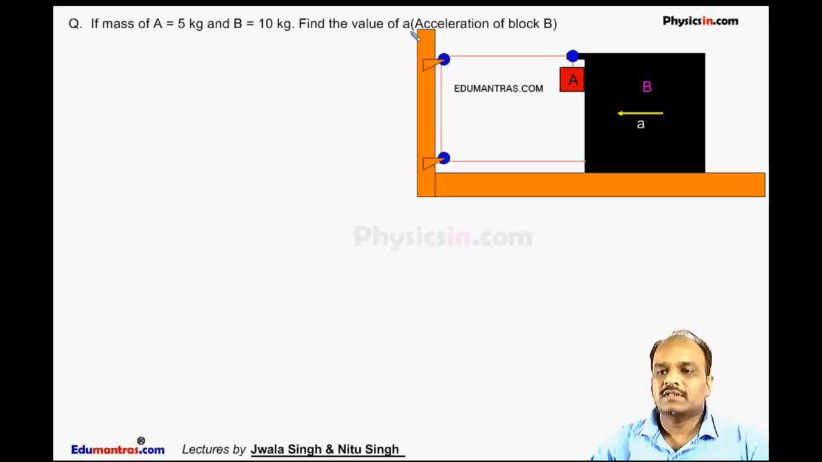Now we have to find the acceleration of B, the value of A, meaning the acceleration of block B with respect to the ground. As we know, when this block is moving horizontally with acceleration A, the acceleration of this block comes out to be A, and in the downward direction it is 2A, as we can see from this video.